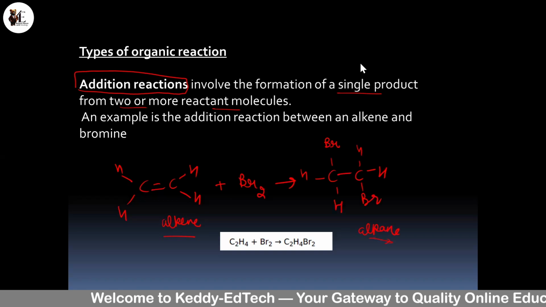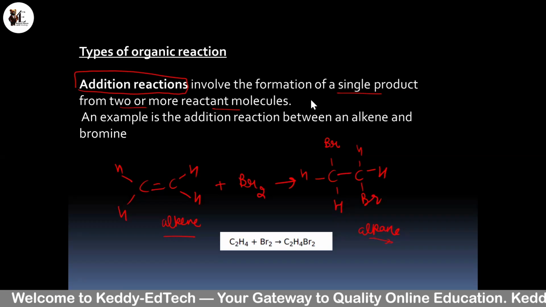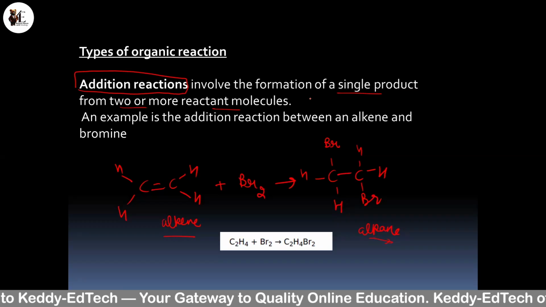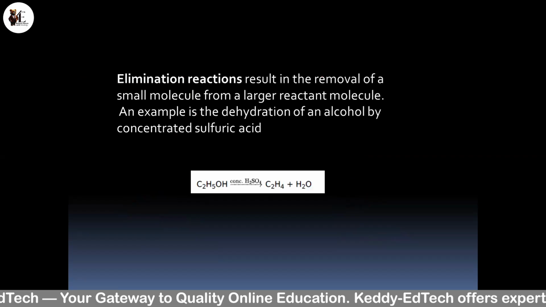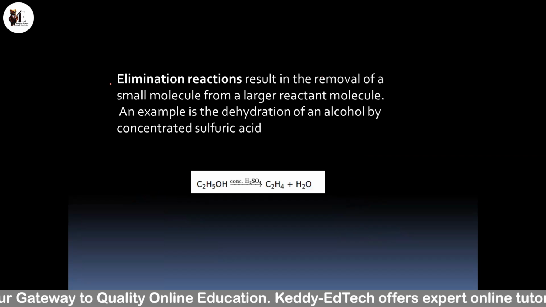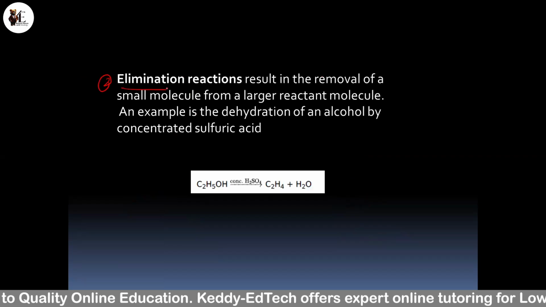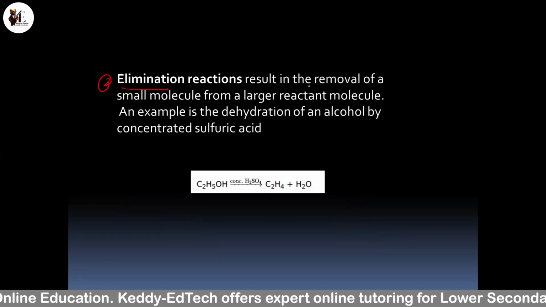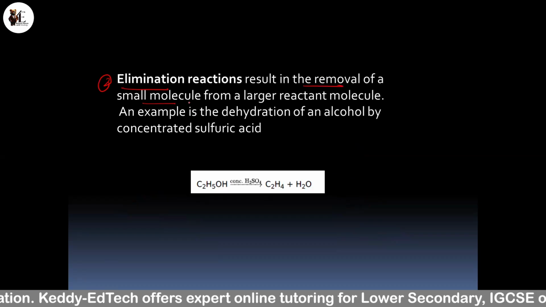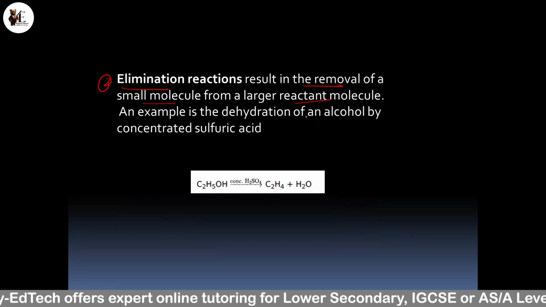Put it down. First type of reaction is addition reaction. Second reaction is elimination reactions. So elimination means to eliminate something, to remove something, right? So it results in the removal of a small molecule from a larger reactant molecule.